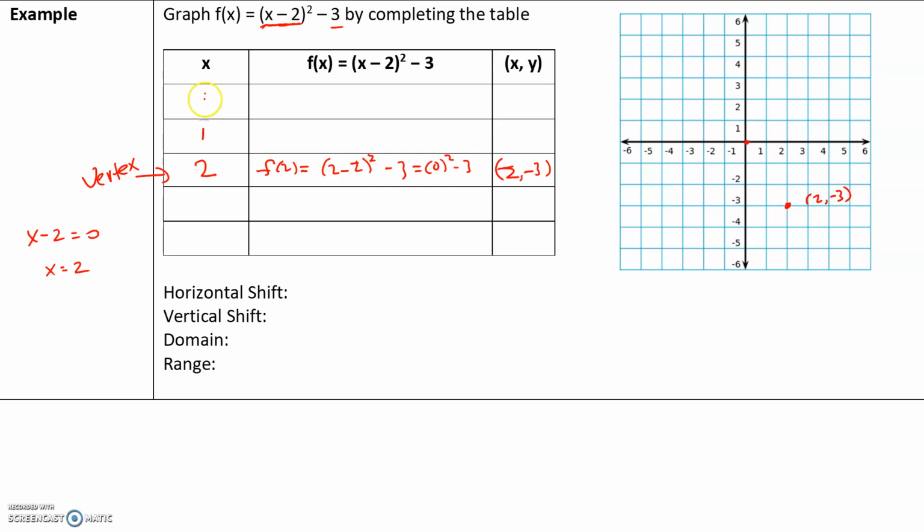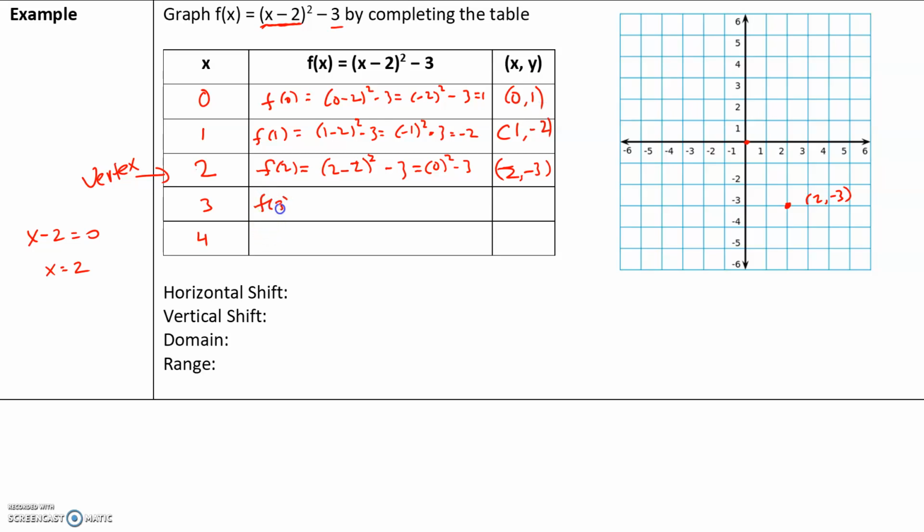And then I'm going to pick 2 numbers to the left of 2, 2 numbers to the right of 2. If I plug in 1, I'm going to get 1 minus 2 squared minus 3. 1 minus 2 is negative 1, so that's negative 1 squared minus 3. Negative 1 squared is 1, and 1 minus 3 is negative 2. So my next point is going to be (1, -2). If I plug in 0, I'm going to get 0 minus 2 squared minus 3. 0 minus 2 is negative 2. Negative 2 squared is 4. 4 minus 3 is 1. So my next point is going to be (0, 1).